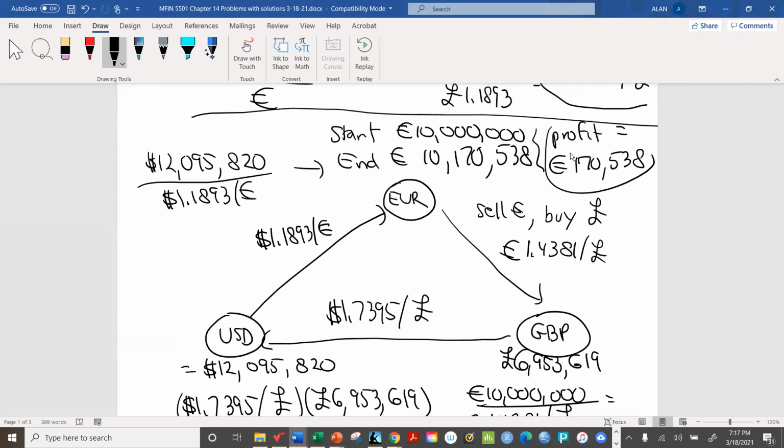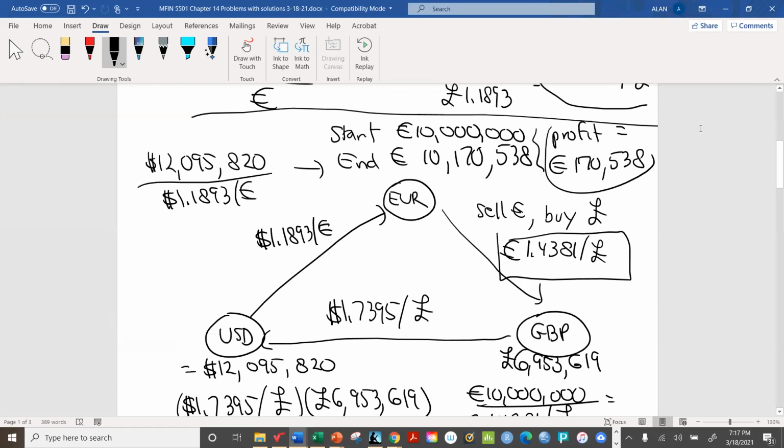And so all of this came about because this exchange rate is inconsistent with these other two. It's too low, all right? The price being asked for the pounds is too low, so this is how we take advantage of it. All right.